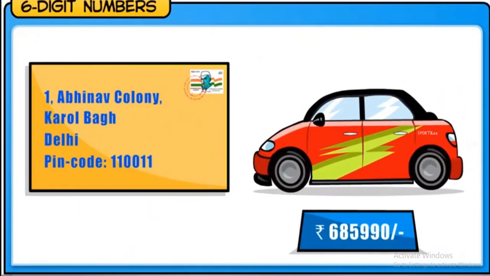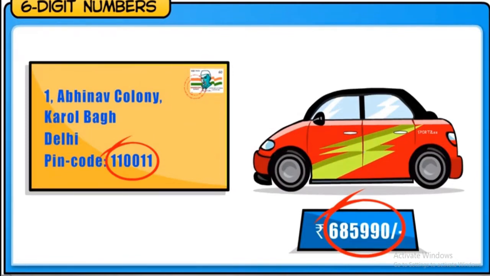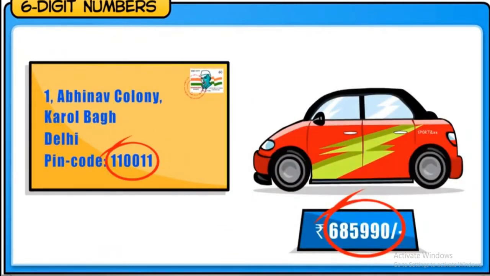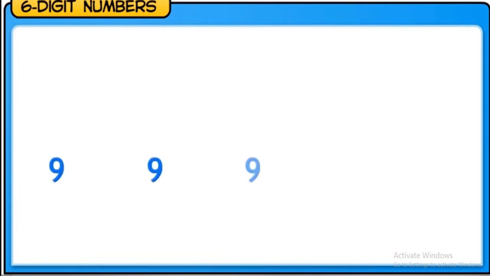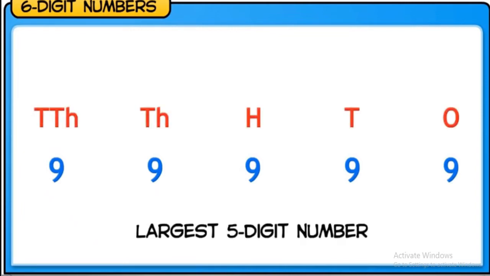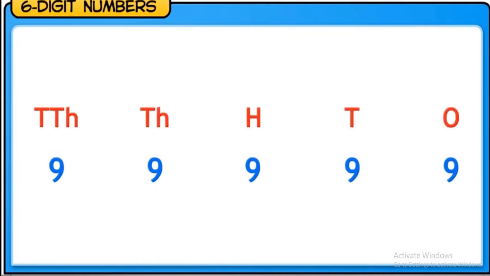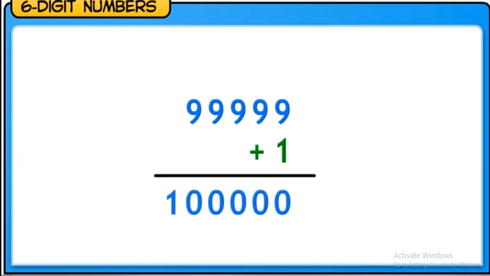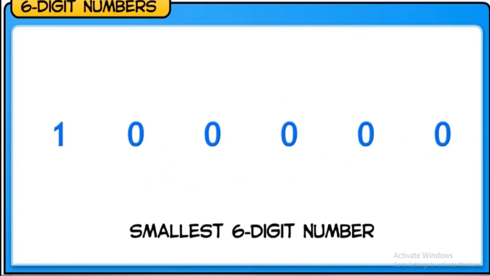Look at the numbers in these pictures. How many digits do they have? These are 6-digit numbers. The PIN codes that you write in postal addresses are all 6-digit numbers. Now, let us see how 6-digit numbers are formed. 99,999 is the largest 5-digit number. If you add 1 to 99,999, you get 1 lakh, which is the smallest 6-digit number.